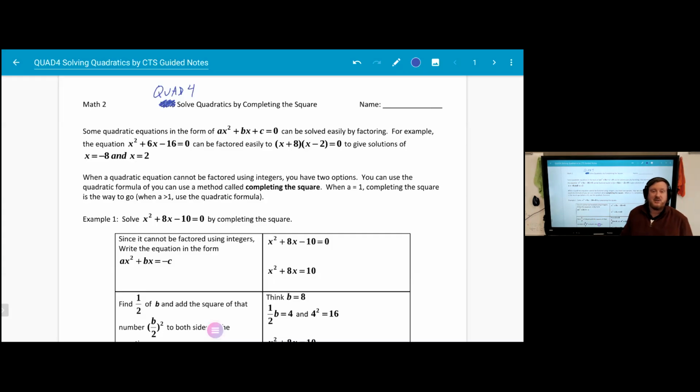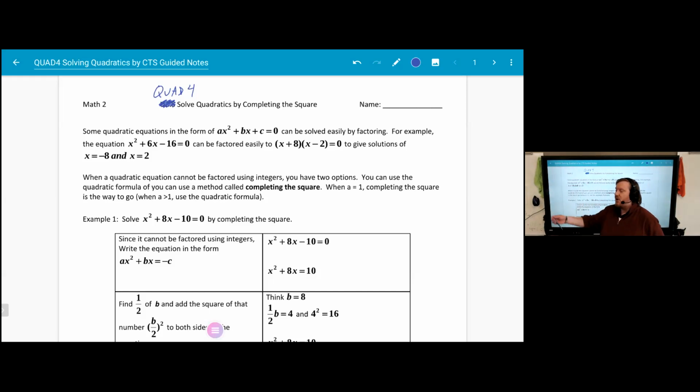Hello, hello, Algebra 2. We are on to Quad 4, which is solving quadratics by completing the square. What is completing the square, you ask? That's a great question. That's our target today. But you're also going to see a little bit of something we've done before. So with that said, let's go ahead and get started.